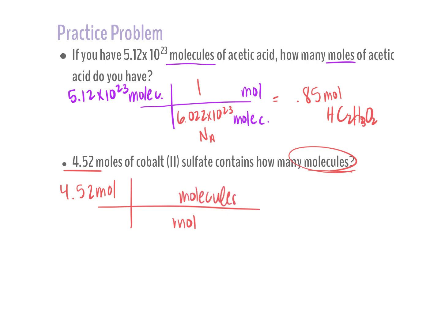It would be nice if I know what cobalt sulfate is, but it's not the end of the world. 1 mole is equal to Avogadro's number. 4.52 times 10 to the 23rd. So 2.72 times 10 to the 24th molecules.